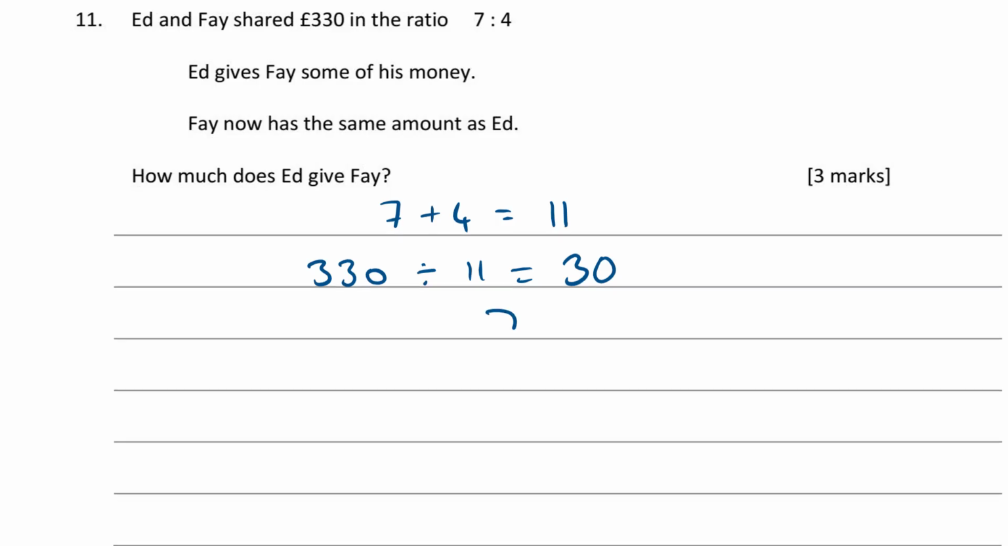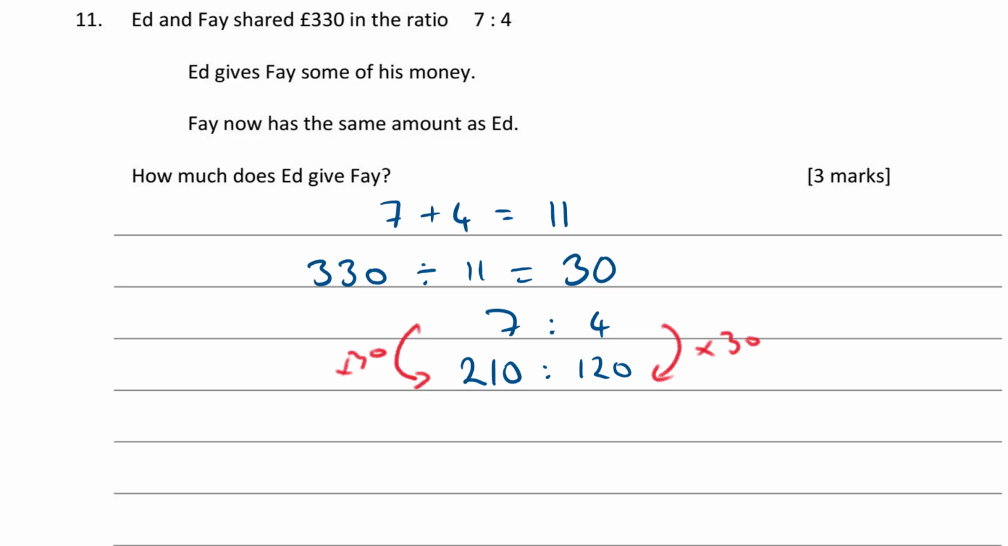So then we can take our ratio of 7 to 4 and we can scale it up by a factor of 30. So multiplying both these by 30, we'll get the amount that each of them gets. 7 times 30 is 210, so Ed's going to get £210. And 4 times 30 is 120, so Faye is going to get £120. Okay, so that's how much they're going to get when they divide the ratio into 7 to 4.